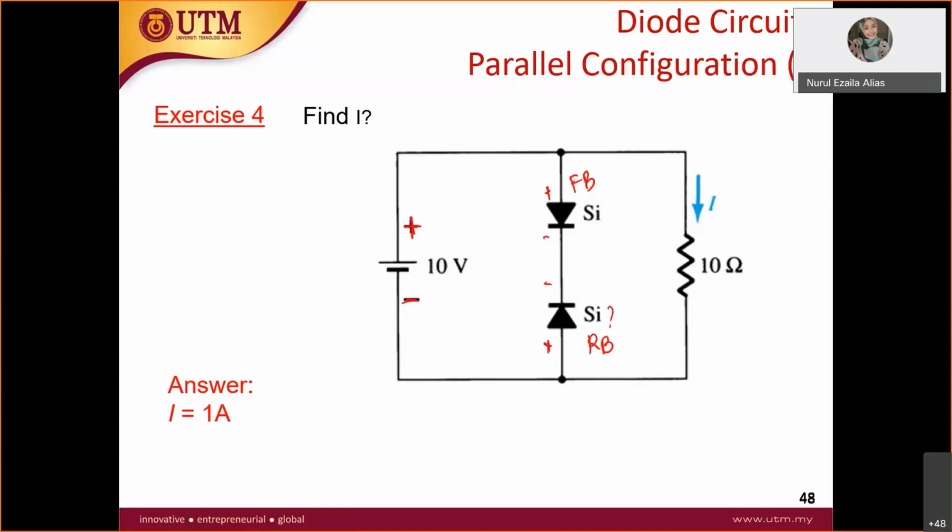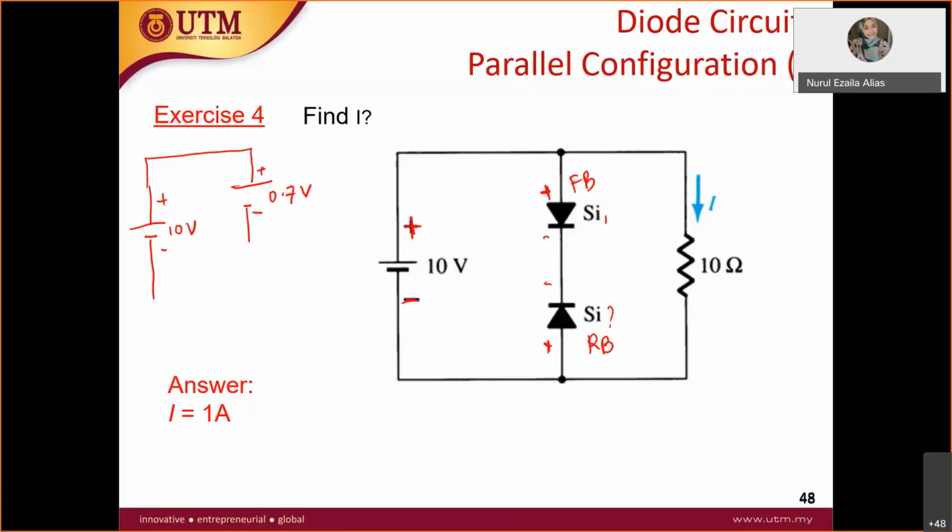I just want to draw the equivalent circuit next to here. Let's draw together. I mean, I draw myself, you just take a look. Plus minus, 10 volt here. And then you have the first silicon diode, forward bias. Therefore, it has a voltage drop, so plus first and then negative, 0.7 volt.